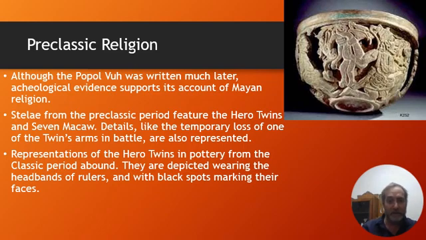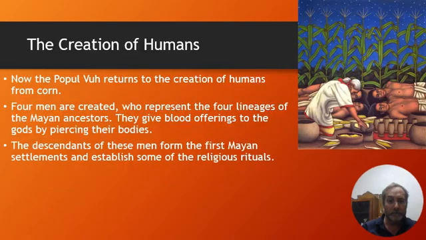And then in the classic period, there are tons of representations of the hero twins, typically depicted wearing the headbands that the kings would also wear, and they would often have black spots marking their faces, so you can recognize them in the pottery and such. So, how are humans created?